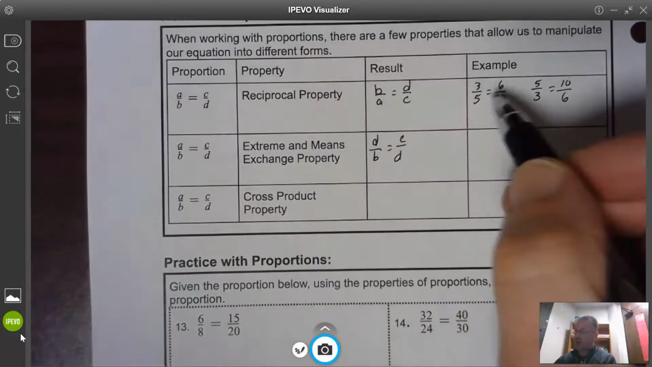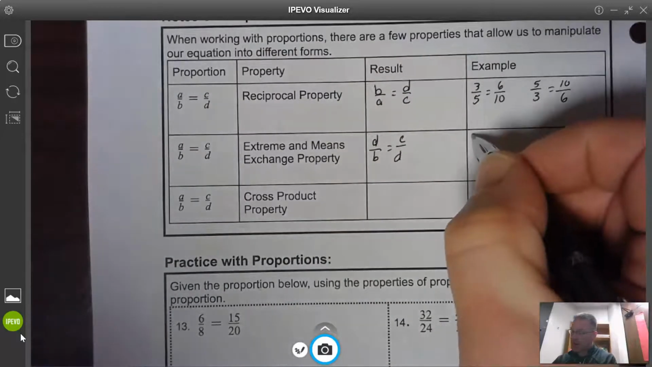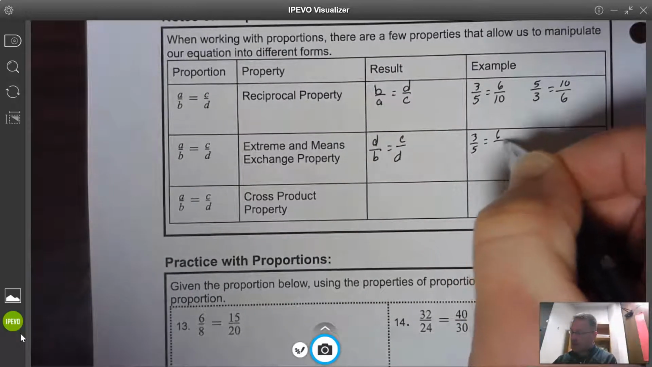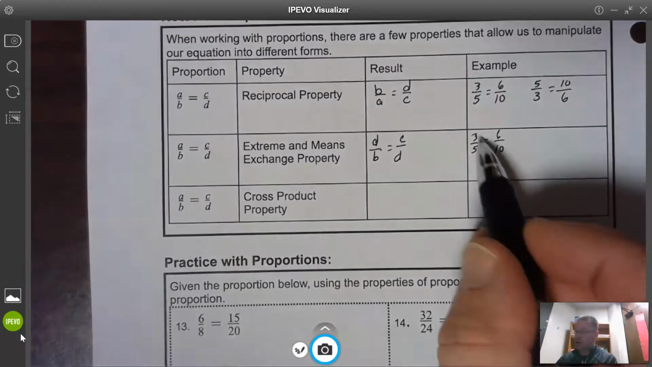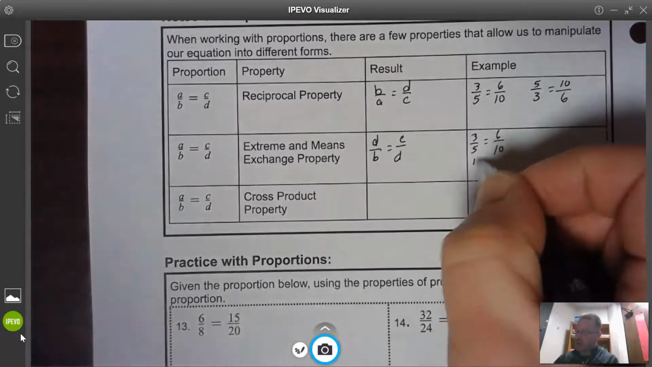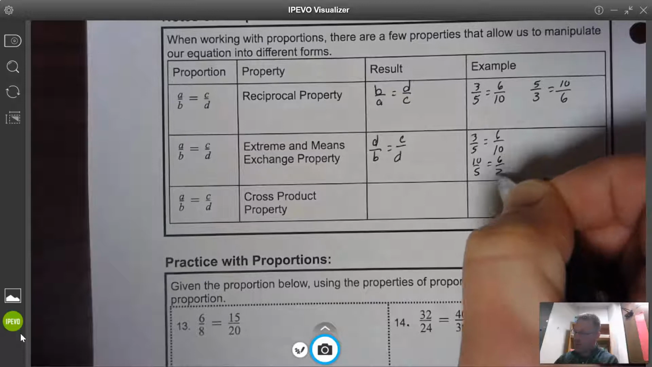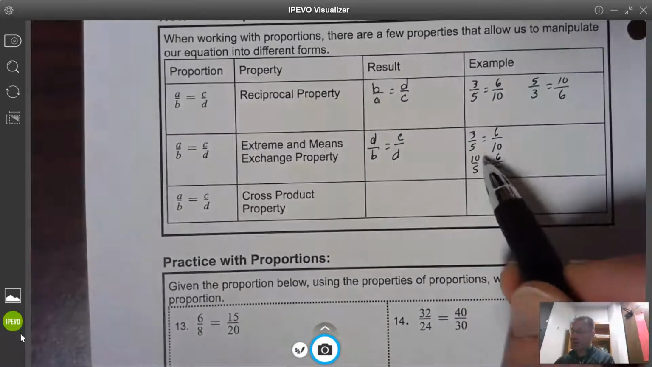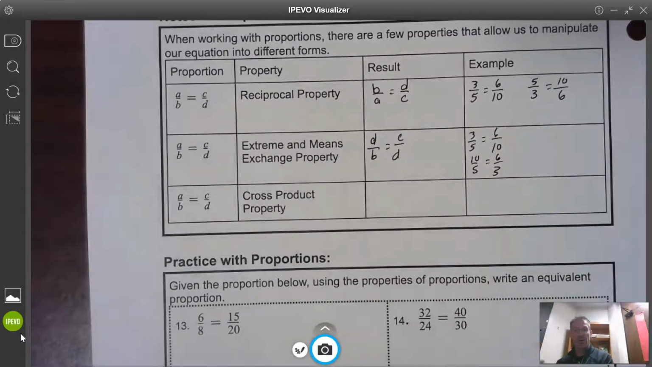Using my example, if I had 3 over 5 equals 6 over 10, notice I can switch these two, so that would be 10 over 5 equals 6 over 3. And you can see that that is still equal: 10 over 5 is 2, 6 over 3 is 2.